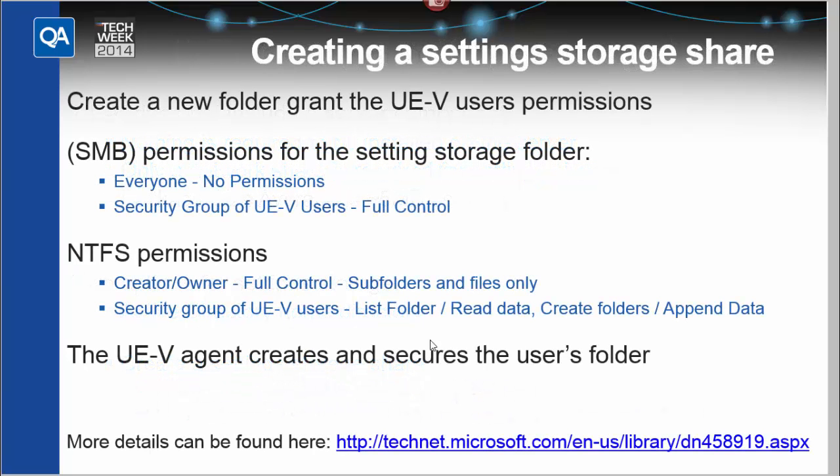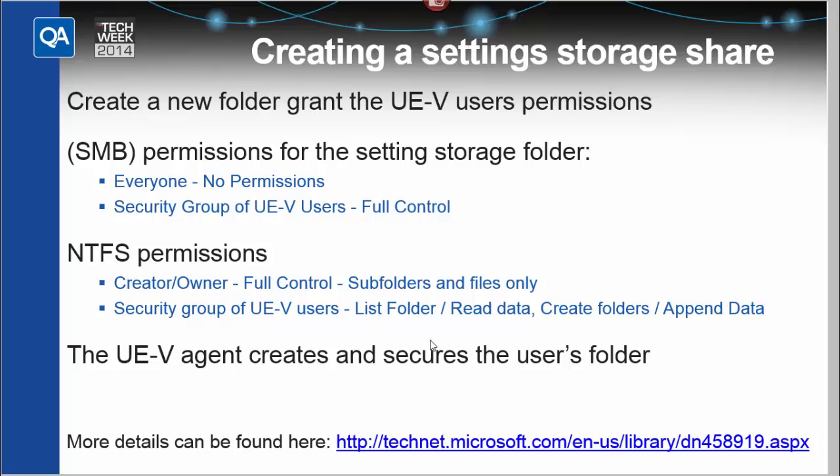So, the SMB permissions then. We should remove the everyone read permission from the SMB folder share and replace that with a security group that represents the UEV users in our organization, and provide the full control permission against the SMB file share. Now, don't worry too much about that because we are going to lock it down with the NTFS permissions.